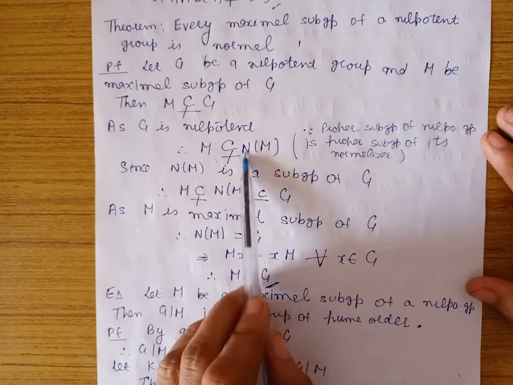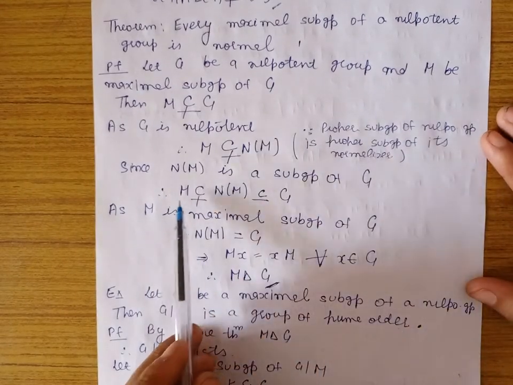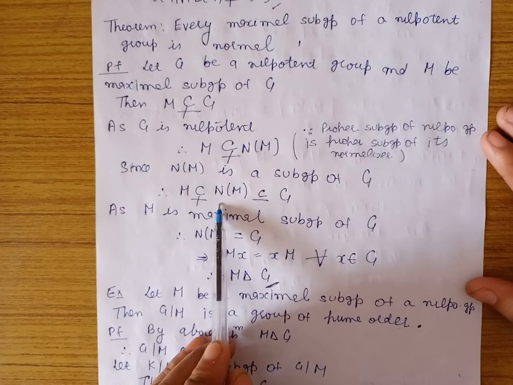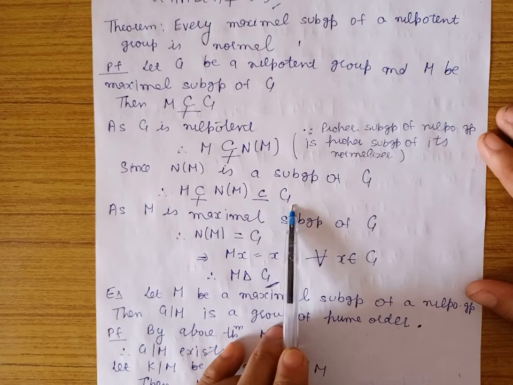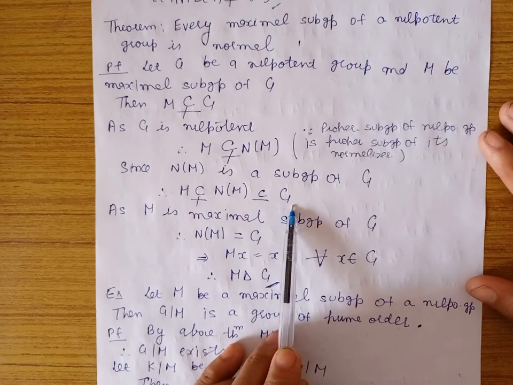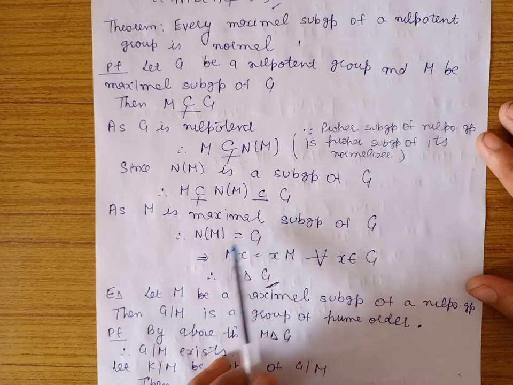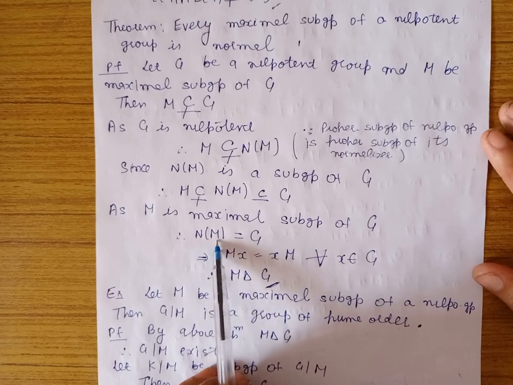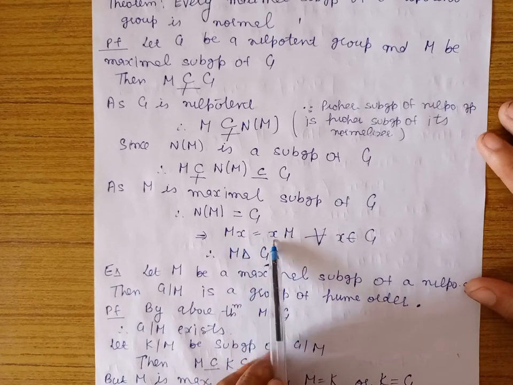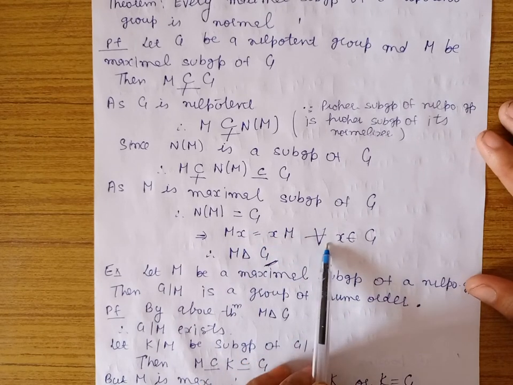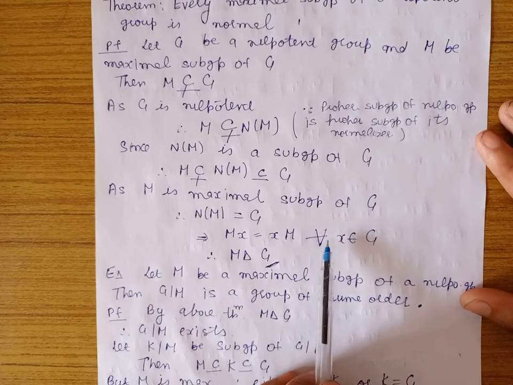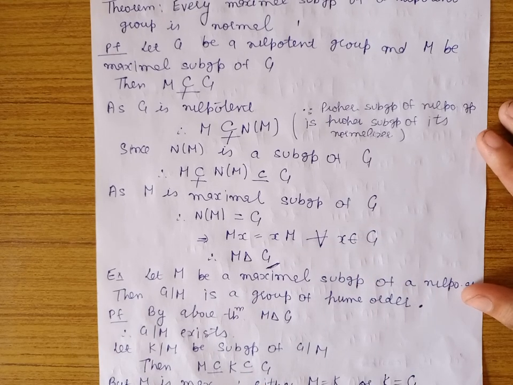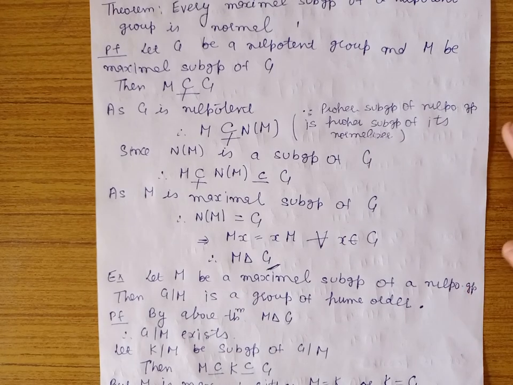Now, the normalizer of M is a subgroup of G. So we can write M is properly contained in the normalizer of itself, and that is contained in G. Now by the maximality of M, we can say that the normalizer of M is equal to G. By definition of the normalizer of M, we can say that Mx is equal to xM for every x belonging to G. And this proves that M is a normal subgroup of G. So this proves that every maximal subgroup of a nilpotent group is normal. So this completes the proof of this theorem.